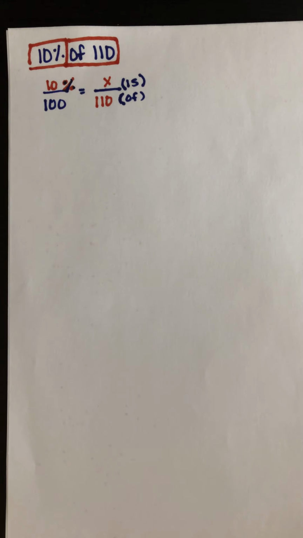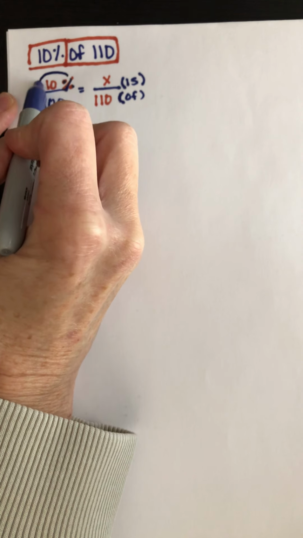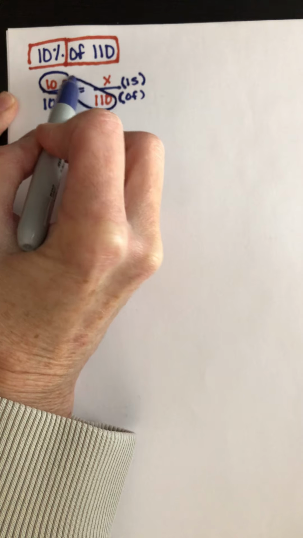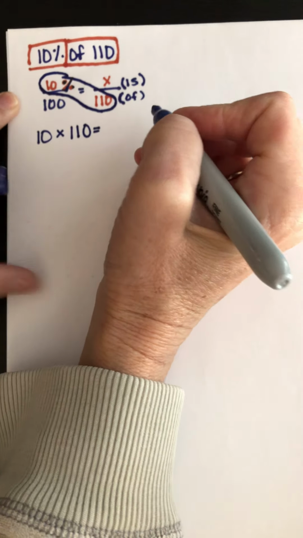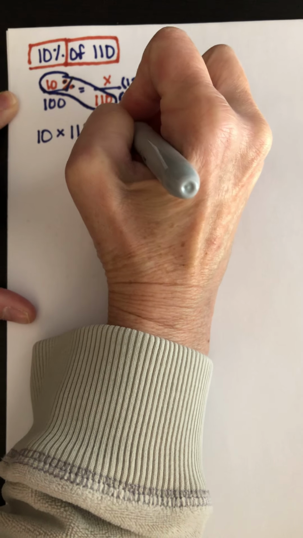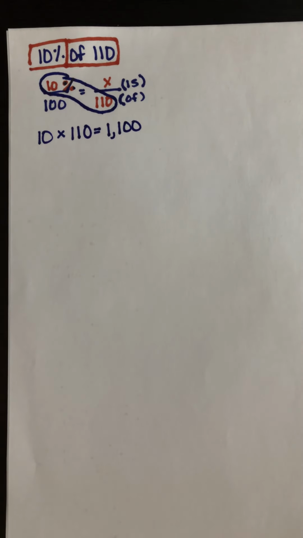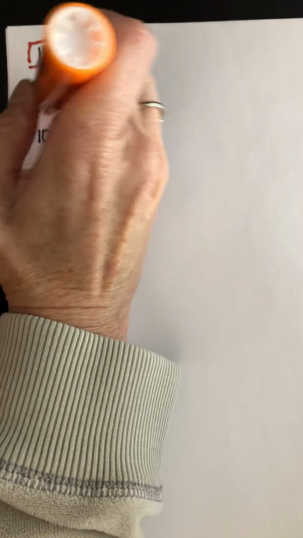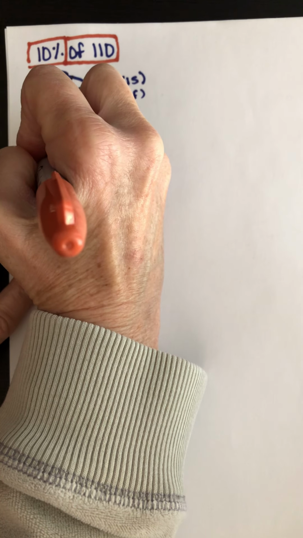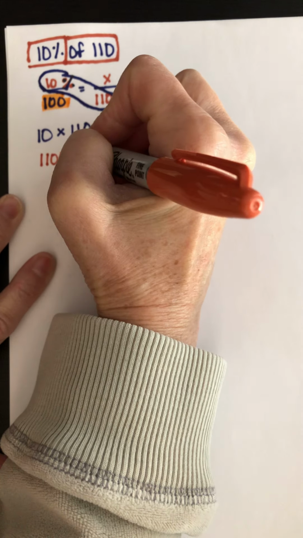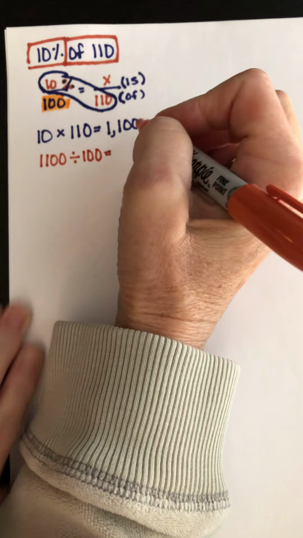So now I'm just going to go ahead and multiply. Cross multiply. It says 10 times 110. And that equals 1,100. And my last step says to divide. So 1,100. Oops, I wrote the wrong color. Oh well. Divided by what's left over, the 100, equals 11.